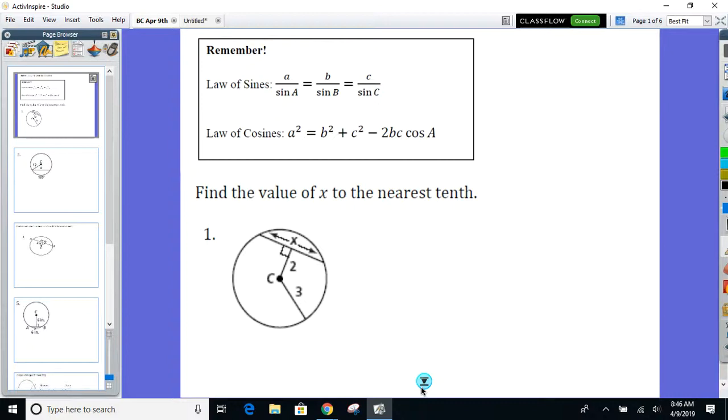So if we come to that point today where we need to find this angle or this side, and it's not a right triangle, we probably need to use sines or cosines. So that's why I've refreshed your memory there. All right, no new theorems today. Everything from yesterday is going to be applied. So let's start with 1, find the value of x.